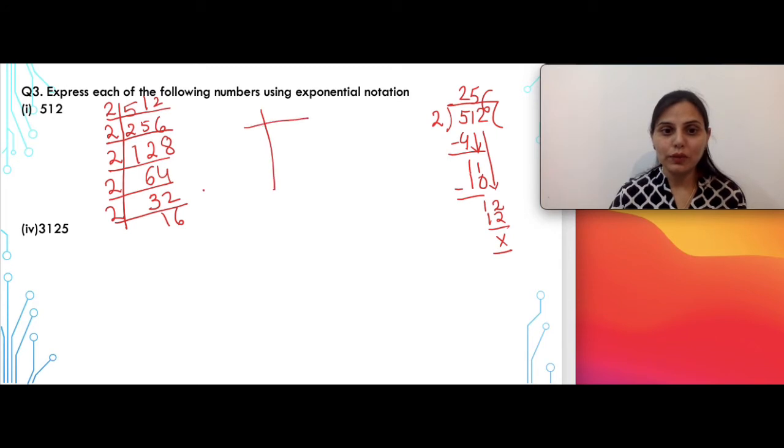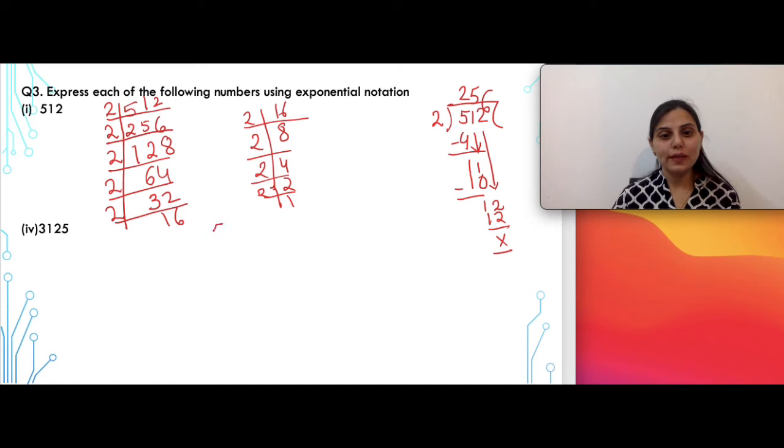Moving on, in the next step, we write this as 2 8s are 16, 2 4s are 8, 2 2s are 4, and 2 1s are 2. So when we are writing the solution for this, we'll write this as 512 is equal to, now let's see how many times, 1, 2, 3, 4, 5, 6, 7, 8, 9. So clearly this can be written as 2 raised to the power 9. Similar method we are going to apply for the next part also.